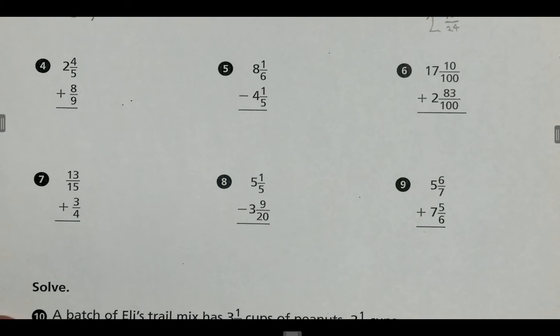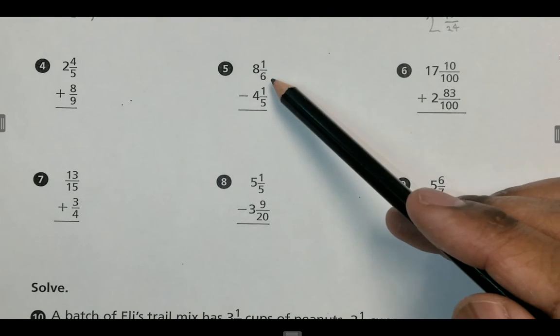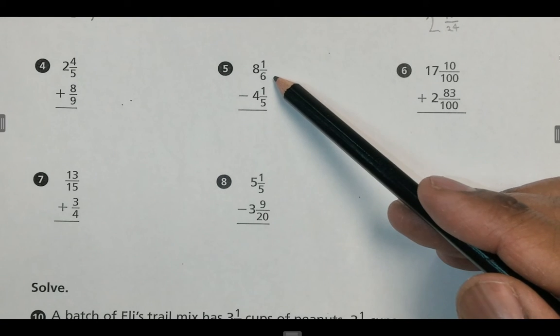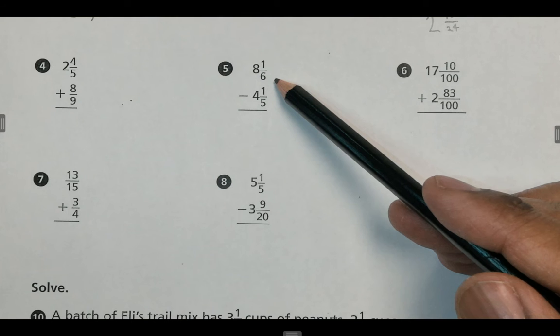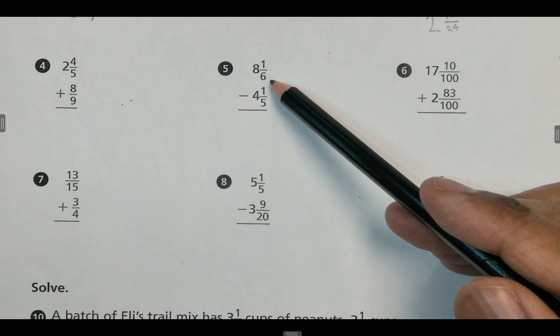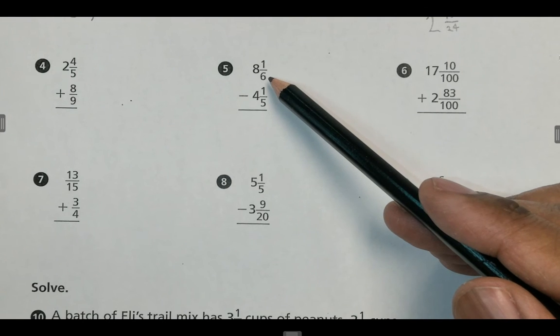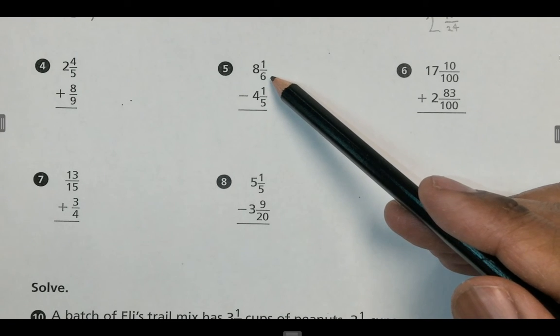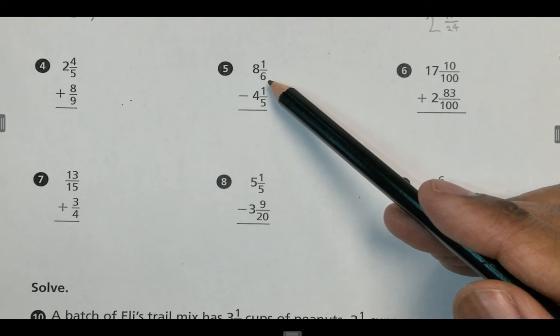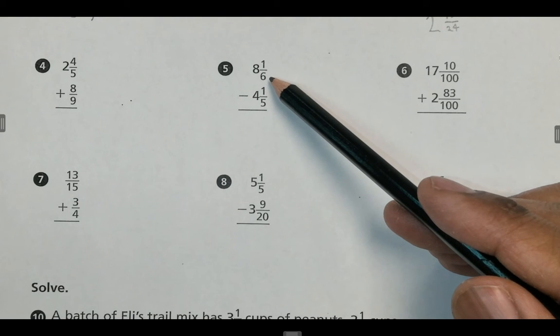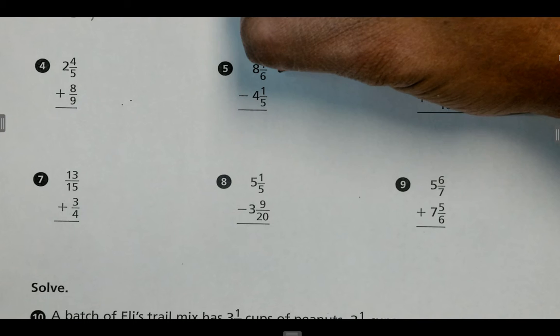Number 5, 8 1/6 minus 4 1/5. Our denominators don't match. 6 is the larger of the two. 6 is not a multiple of 5, so 6 is out. But let's go through our multiples of 6 until we find one that will work for 5. 6, 12, 18, 24, 30. Ding, ding, ding, ding. 30 is our winner.